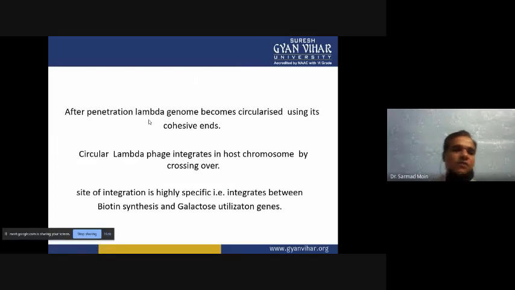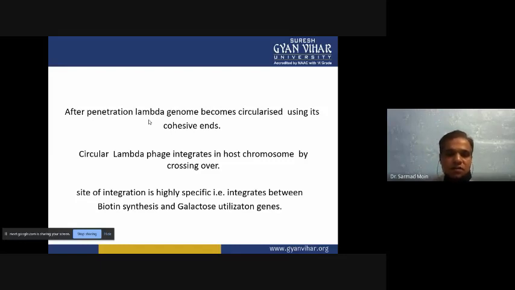Other types of bacteria are non-competent bacteria, and a bacteriophage requires a competent type of bacteria only. So it will not infect other types of bacteria. The bacteriophage penetrates E. coli K12 and infects it. When it infects, the linear DNA turns into circular DNA, and it integrates into the host chromosome by crossing over.